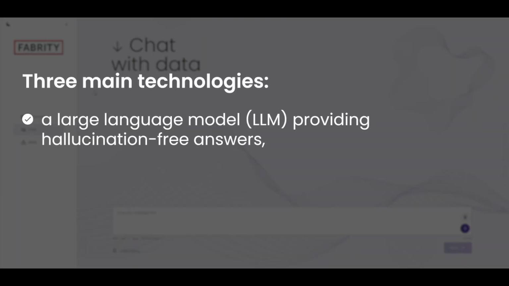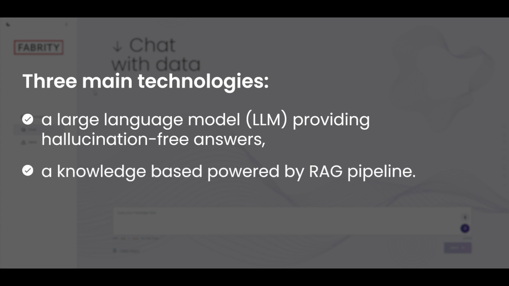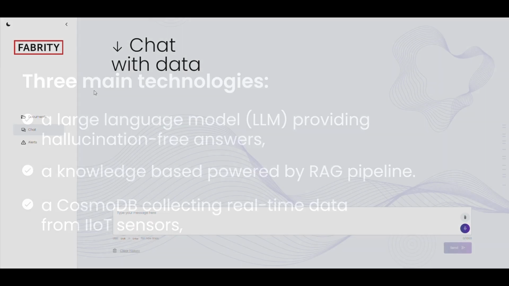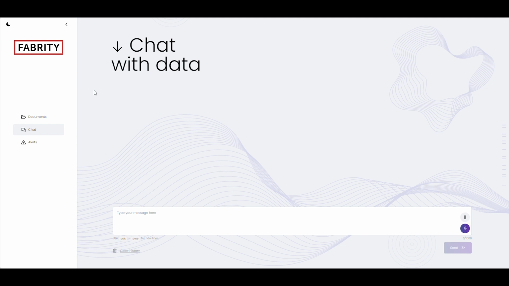First, we use a large language model that understands natural language queries and provides accurate answers without hallucinations. Second, our RIG pipeline delivers accurate, up-to-date, contextually relevant responses grounded in verified knowledge. Third, we collect real-time data from IIoT sensors in a CosmoDB. Here's how these technologies work together in practice.